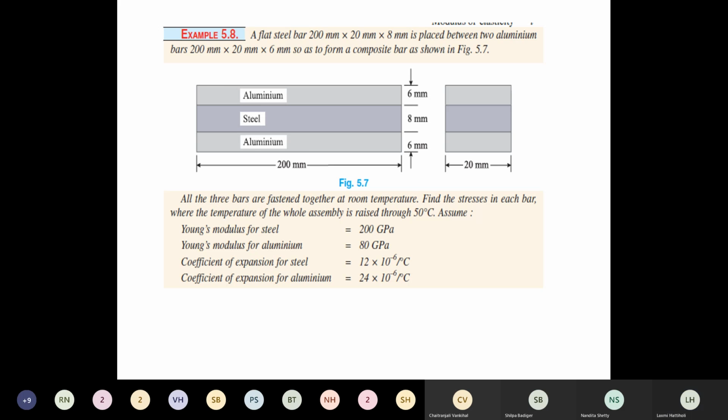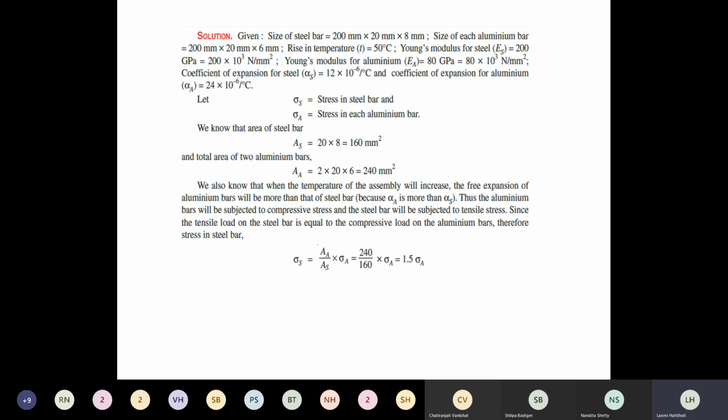Next, observe carefully for steel. There is only one steel plate, so that is why it is 20 into 8. But for aluminium, you have two plates. So what I did is 2 into 20 into 6. 20 into 6 is basically one aluminium plate area, and I have multiplied by 2 because two plates are there. Now it is 240 mm square.